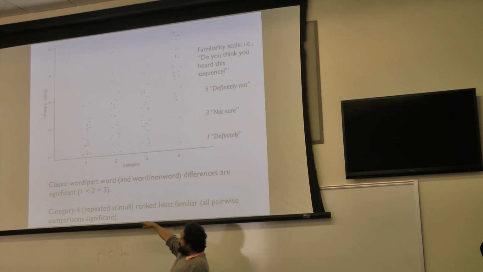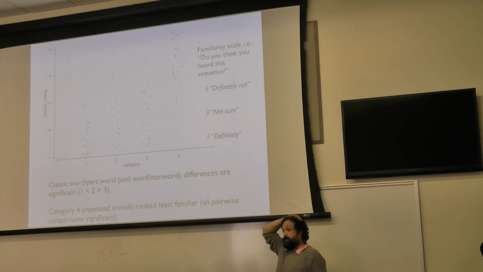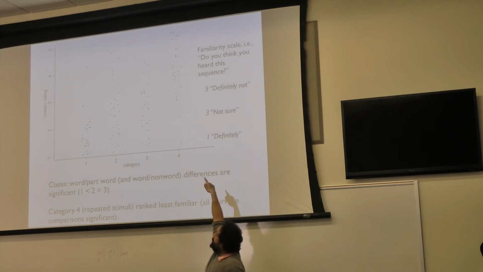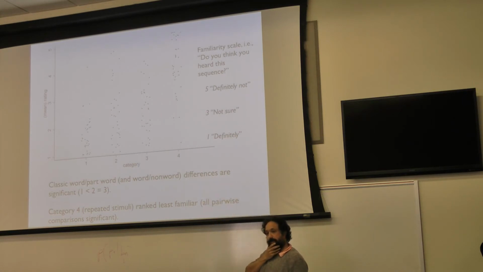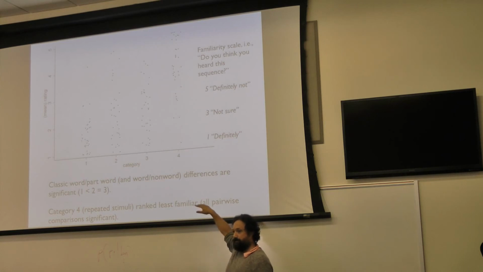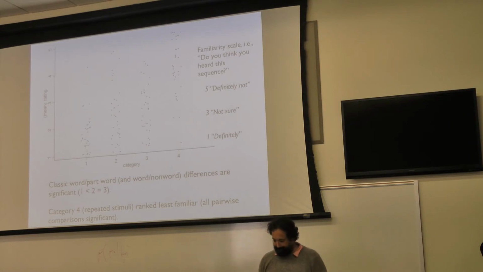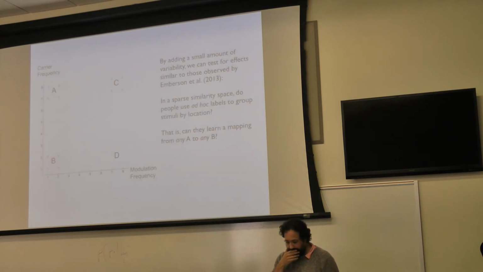And category 4, where the stimulus is repeated, right, is really way worse than the other categories, right? So we can see people responding, definitely not, right, or somewhere in the 4 to 5 range for those stimuli, right? And this is just a jittered scatter plot of all of the subject units for all of the conditions, so you can just see what all the data look like. Okay.